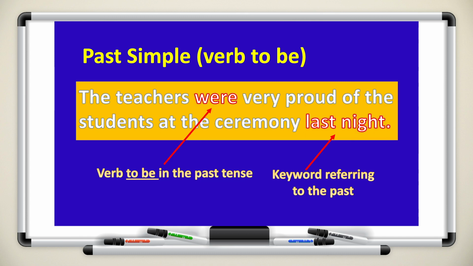Let's take another example for the past simple using verb to be. The teachers were very proud of the students at the ceremony last night. Where is the verb to be in this sentence? Were. Were is the verb to be for the plural, meaning it's for more than one person, not singular. The teachers, we cannot say the teachers was, we will say the teachers were. Seeing this verb to be in the past tells me that this sentence is in the past simple. Now you tell me, where is the keyword? Last night is the keyword.